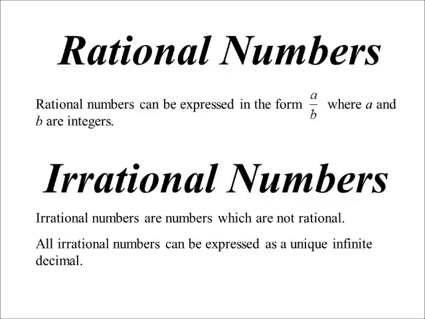Now, any irrational number can be expressed as a unique infinite decimal. And the reason why it has to be infinite is because if it stops, then you could write it as a fraction. And as soon as you can write it as a fraction, it's not irrational, it's rational. So it goes on forever and ever and ever.